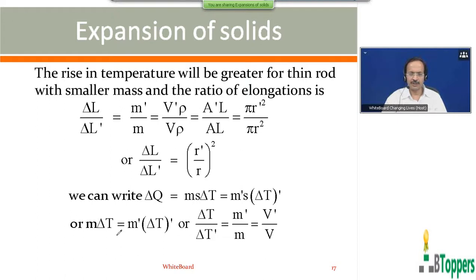So delta T is the increase in temperature for the first rod of mass m, delta T dash is the increase in temperature for the second rod of mass m dash. So delta T by delta T dash equal to m dash by m. So m dash by m we can write as V dash by V here. Those who want to copy the working, please take a pause and copy the working. I want to show the continuation on the next slide.